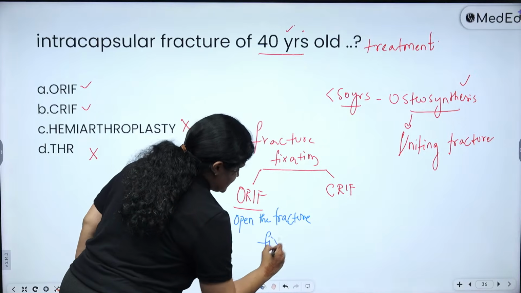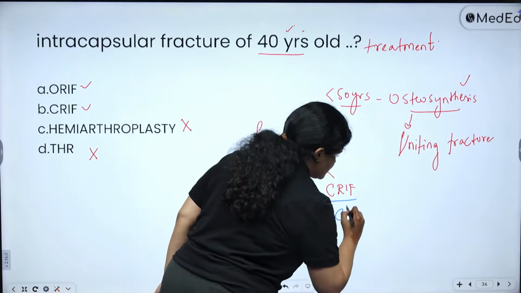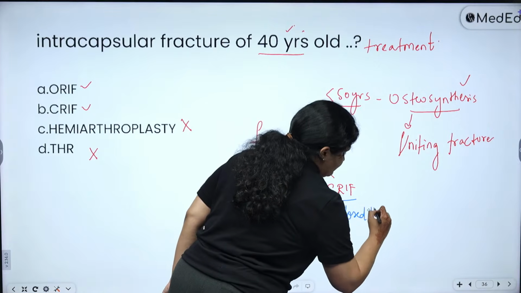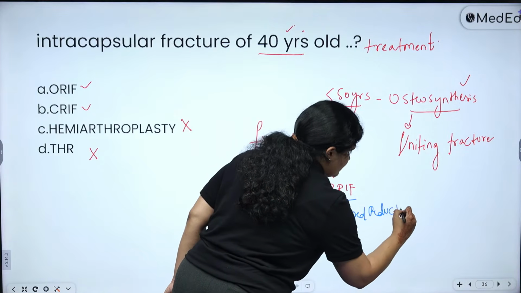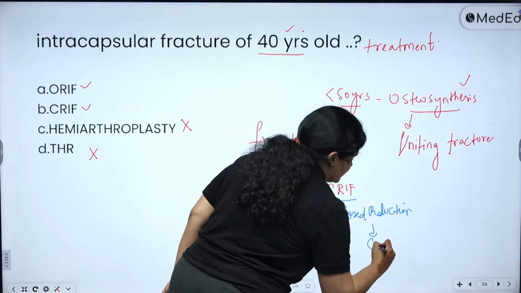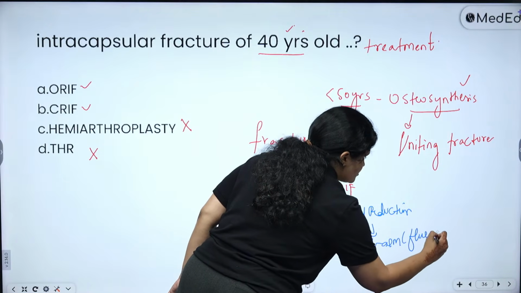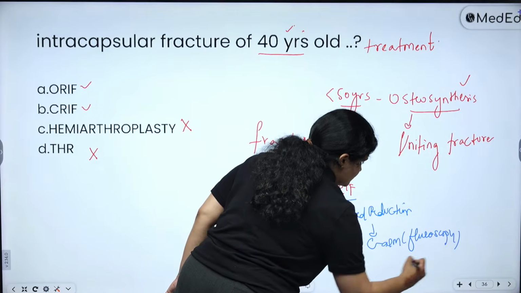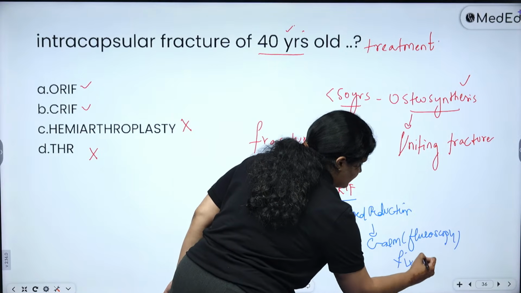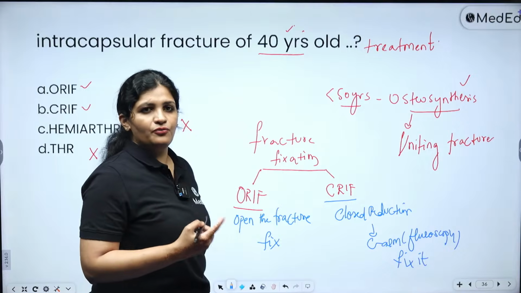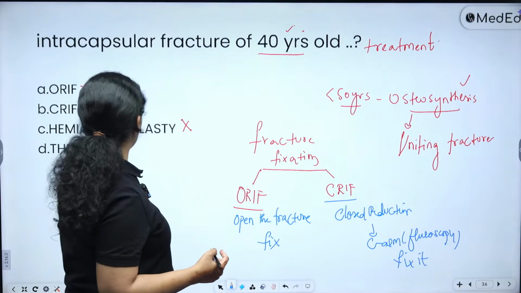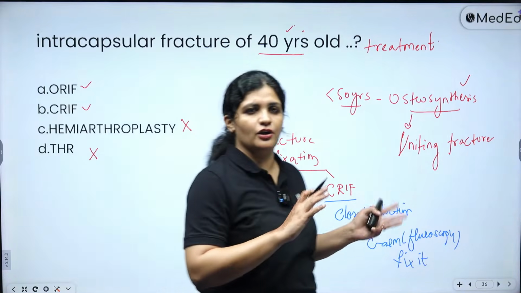So what do you mean by CRIF? CRIF is closed reduction. You don't open the fracture, you reduce the fracture with the help of your C-arm, that is your fluoroscopy, and then you fix it. So now what do you do for this? You do either an ORIF or a CRIF.